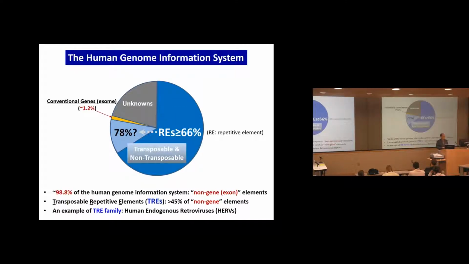So when we are looking at the human genome, about 1.2% represent the exons or exome as a whole. And the majority of our genome is represented by repetitive elements. Some are transposable, the others are non-transposable. So I would call about 98% of our genome a non-gene element. And transposable repetitive elements represent at least 45% of our genome. And one example of a transposable repetitive element family is human endogenous retroviruses.